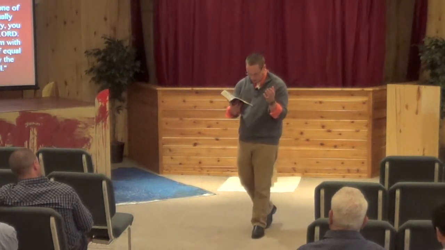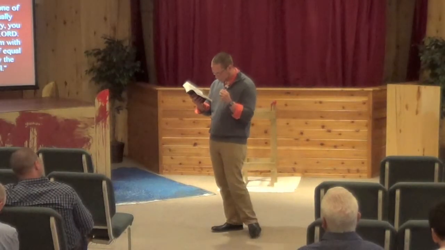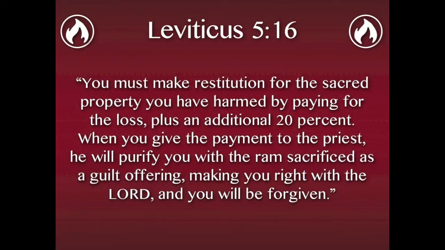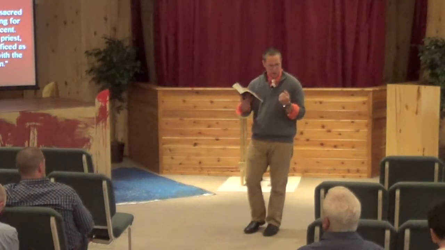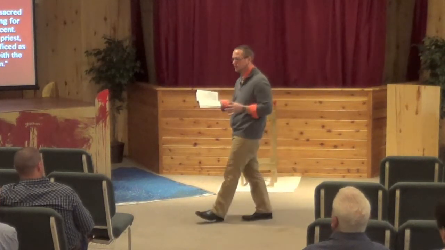Continuing in verse 15, the offering must be your own ram with no defects, or you may buy one of equal value with silver as measured by the weight of the sanctuary shekel. You must make restitution for the sacred property you have harmed by paying for the loss plus an additional 20%. Okay, so there's sort of like a 20% fee on top of the total cost of whatever it is.